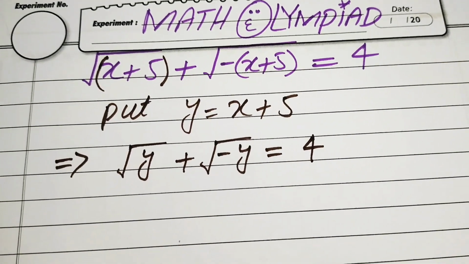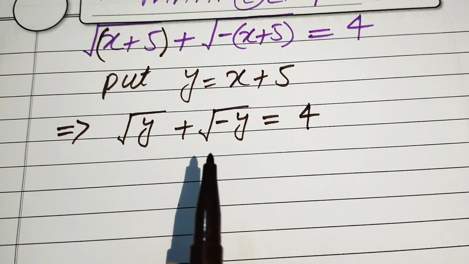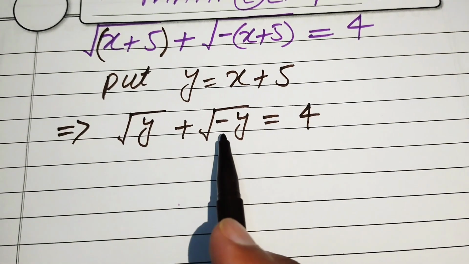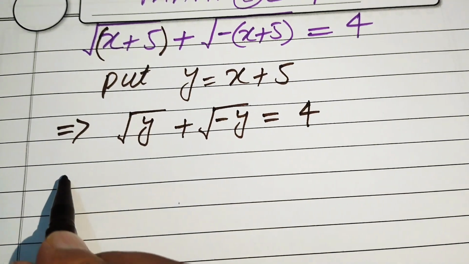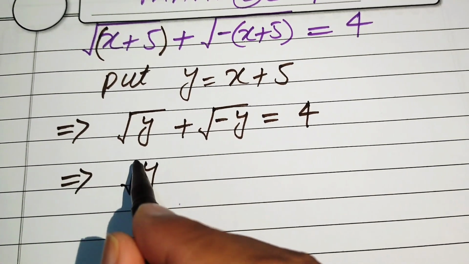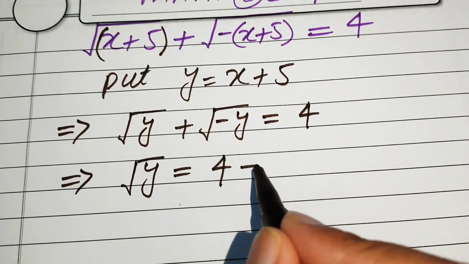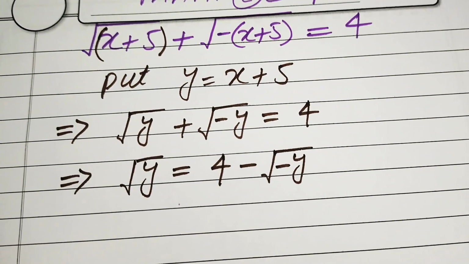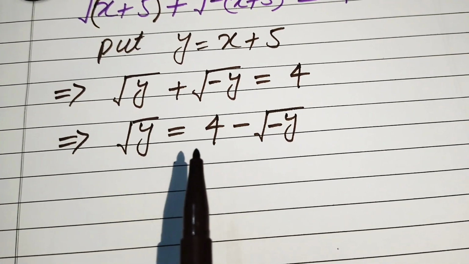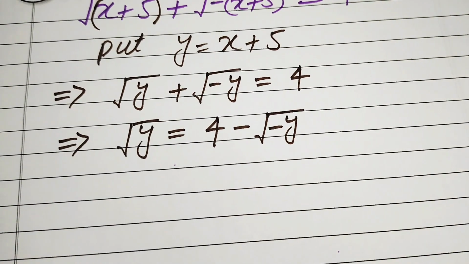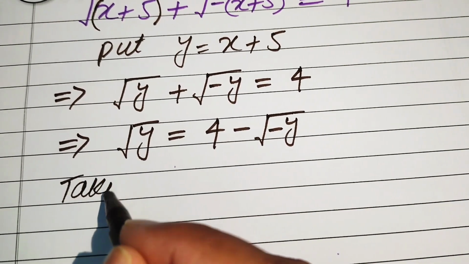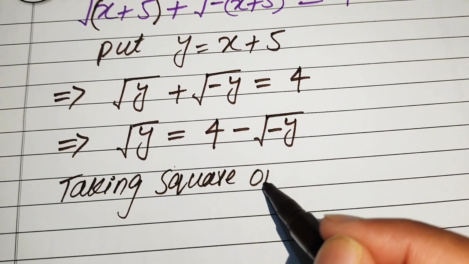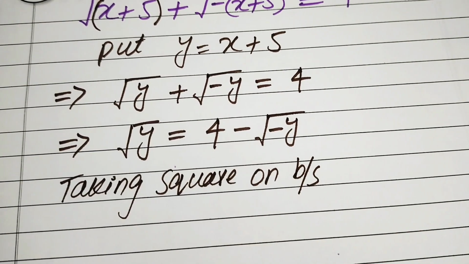And now in the next step, the target is to eliminate the square root on both of these terms. First we move the plus square root of minus y to the right hand side, and it will be written as square root of y equals 4 minus square root of minus y. Now, in order to eliminate the square root sign on both sides, we take the square on both sides. So we write it here, taking square on both sides of the above equation.